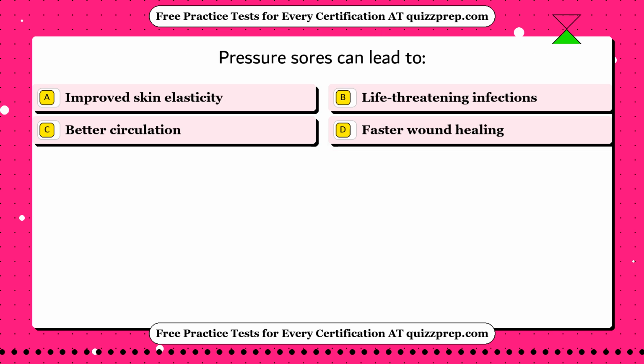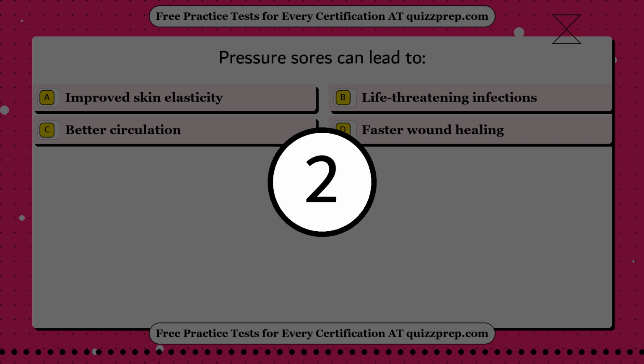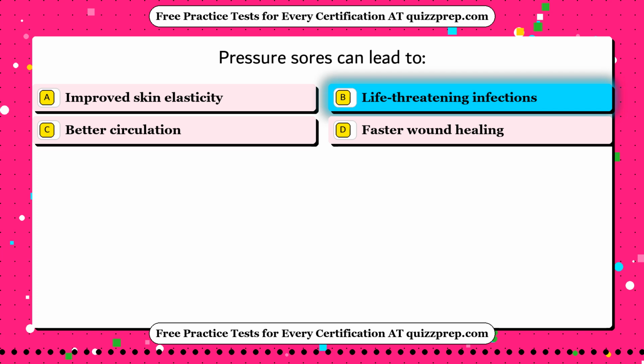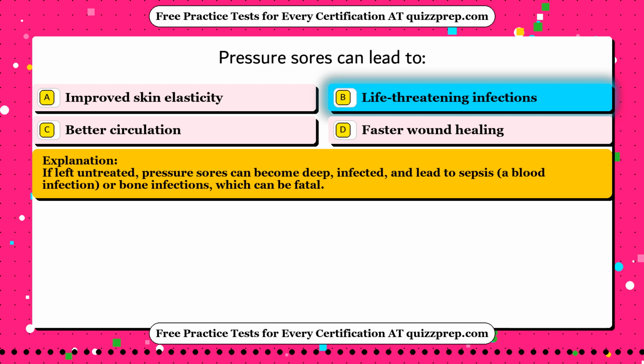Question 84. Pressure sores can lead to: Option A, improved skin elasticity. Option B, life-threatening infections. Option C, better circulation. Option D, faster wound healing. The correct answer is option B, life-threatening infections. If left untreated, pressure sores can become deep, infected, and lead to sepsis, a blood infection, or bone infections, which can be fatal.